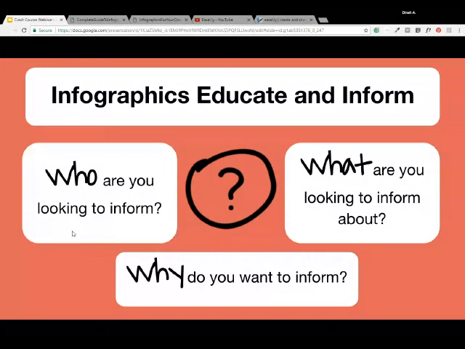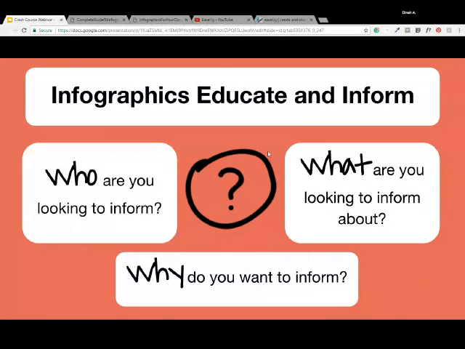So, infographics educate and inform, and that can be educating about your business, educating about a topic in the classroom, or educating about who you are as a person, if you are a consultant. There are so many things that you can educate and inform about. You're really going to want to think about that when you're about to create an infographic, and you're going to be investing some time in creating it.